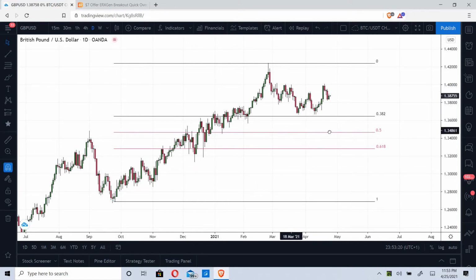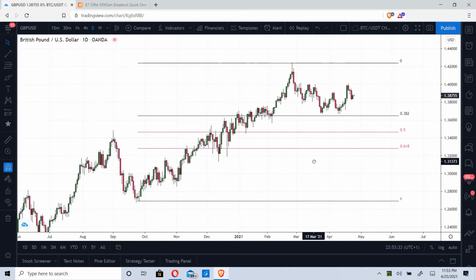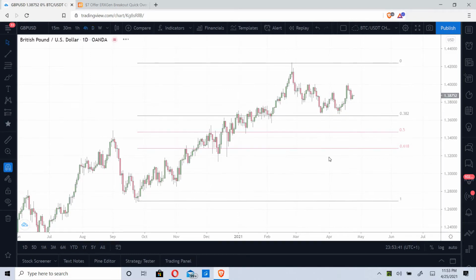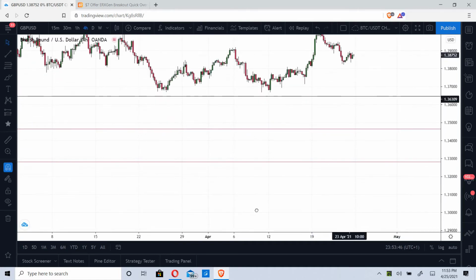All right, so what we need to do again, we need to drop down to the 4-hour time frame. Let's leave the Fibonacci levels. They will help us bring out our support and resistance levels when we drop down to the 4-hour time frame. We're doing pure price action analysis. Fine. So let's drop down to the 4-hour time frame and see what the market is doing.